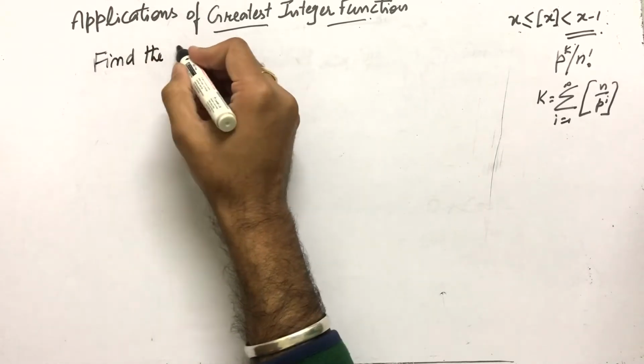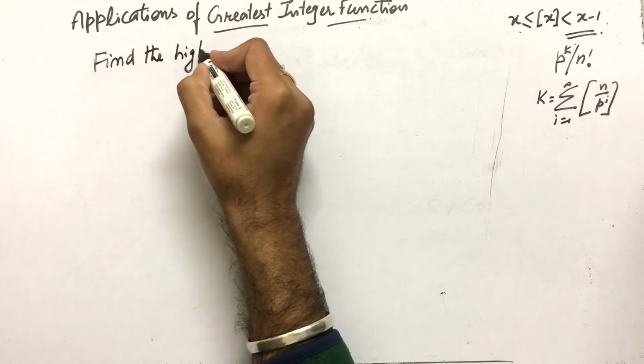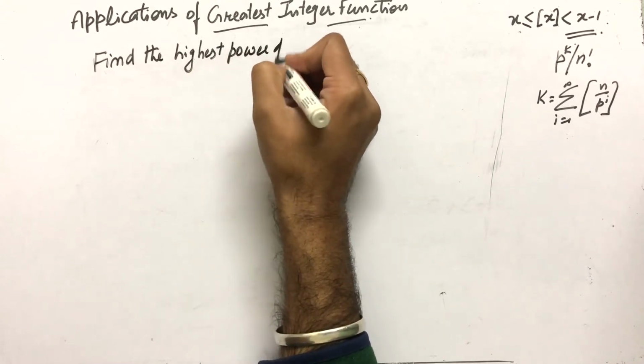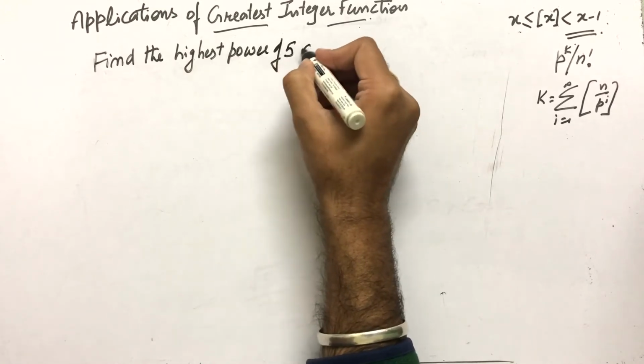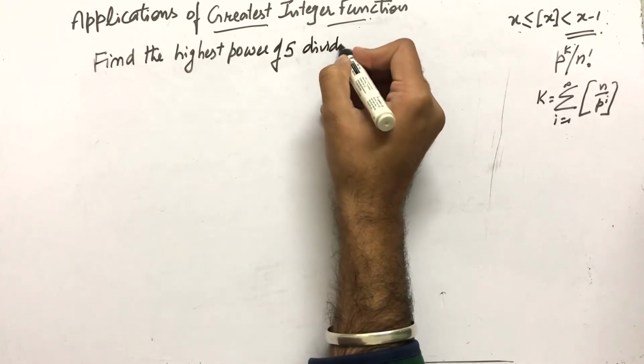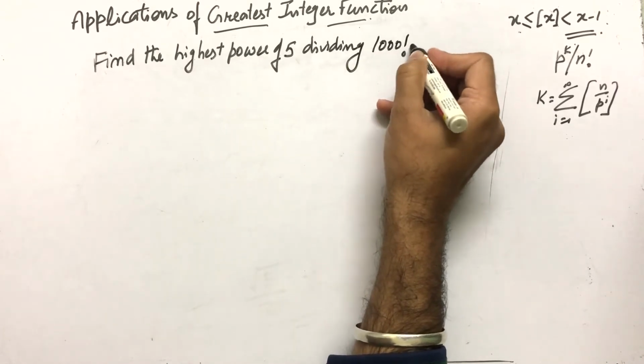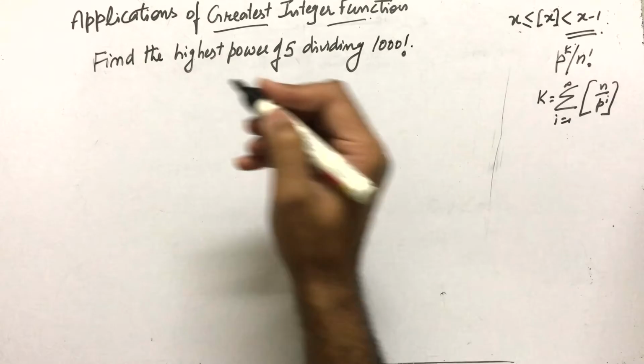the highest power of 5 dividing 1000 factorial. So we directly use this application here.